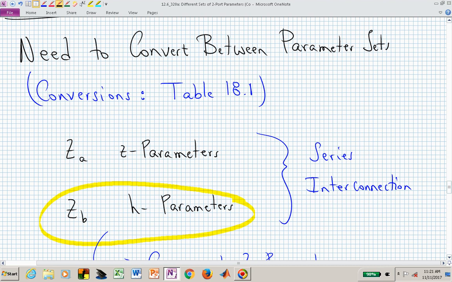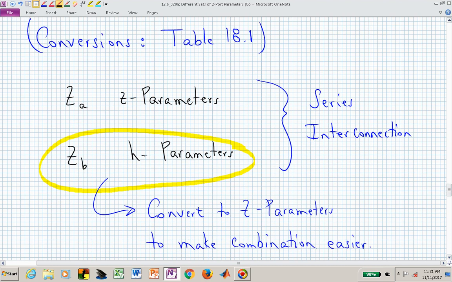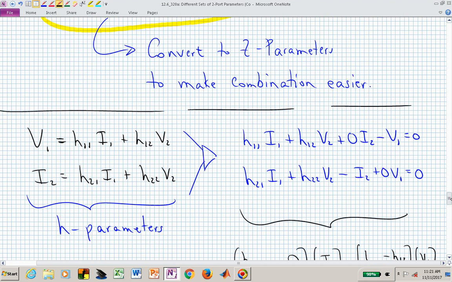So if we have Z sub A and Z sub B, two different two ports, and we have a series interconnection between Z sub A's two port and Z sub B's two port, it might be more convenient to actually express the bottom two port, which might be now given to us as H parameters, in terms of Z parameters. So let's now convert those H parameters to Z parameters to make the series interconnection combination of Z sub A and Z sub B cleaner. How could we do that? Here's how we might do it.